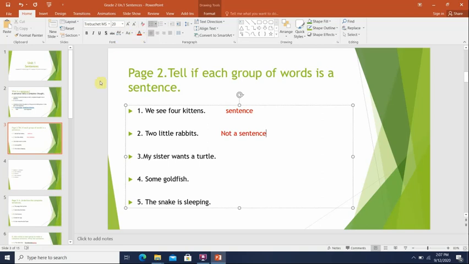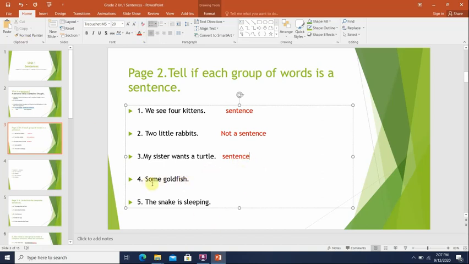What about number 3? My sister wants a turtle. My sister wants a turtle. Who is the sentence about? It's about my sister. What does it say about your sister? It says, my sister wants a turtle. That she wants a turtle. So this is a complete sentence. Just go back and write it with red. So, my sister wants a turtle. It's a sentence. Very good.